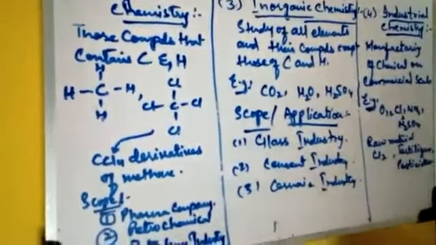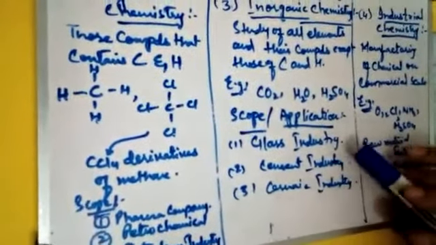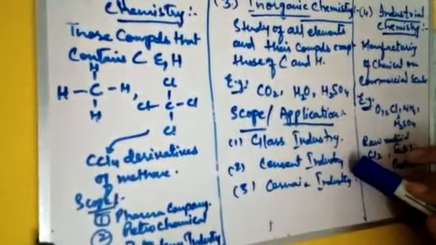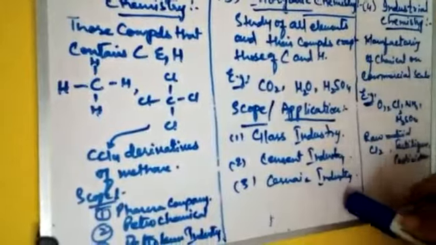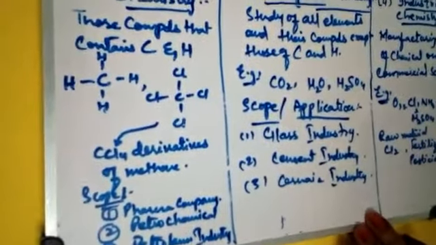What is the scope and application of inorganic chemistry? It is used in the glass industry, cement industry, and ceramic industry. Ceramic industry, just, जो मिट्टी के बर्तन बनाए जाते हैं उन्हें कहा जाता है ceramic.